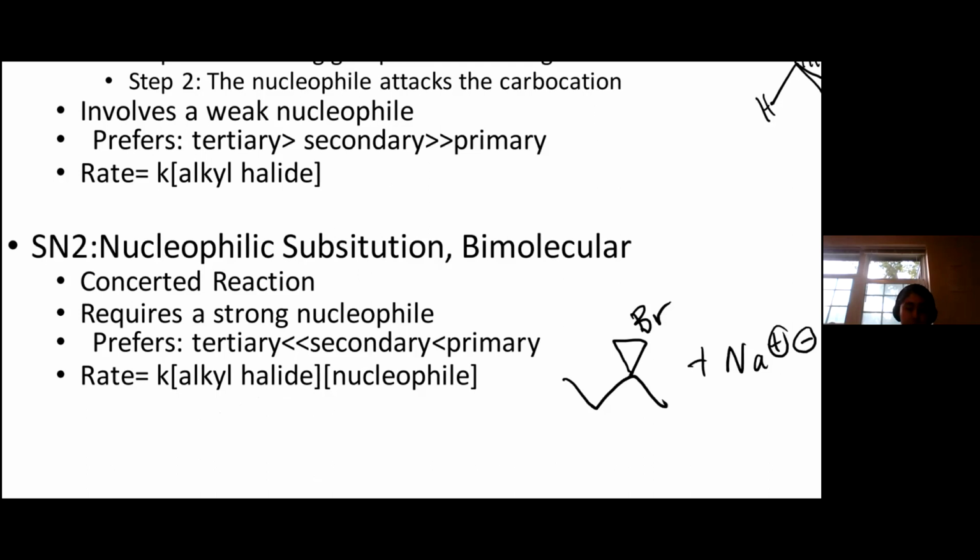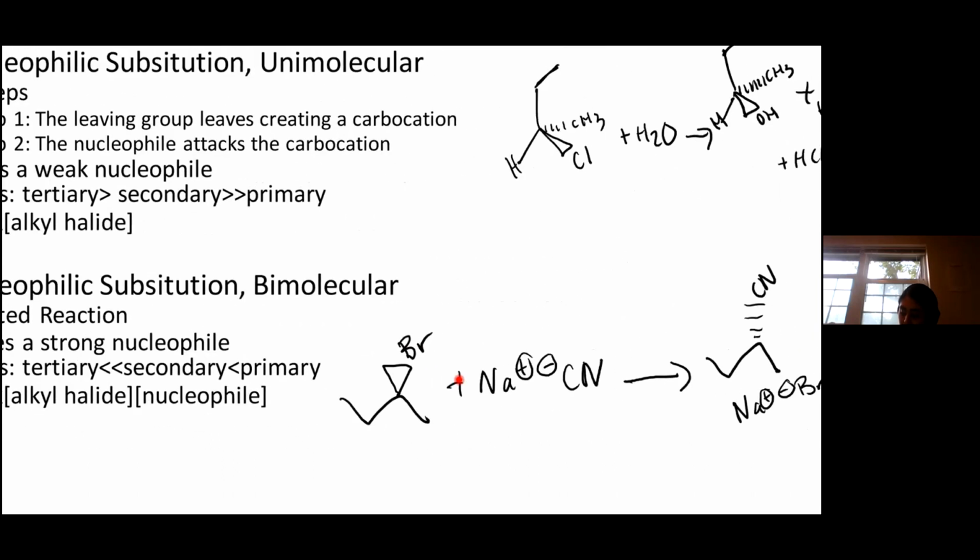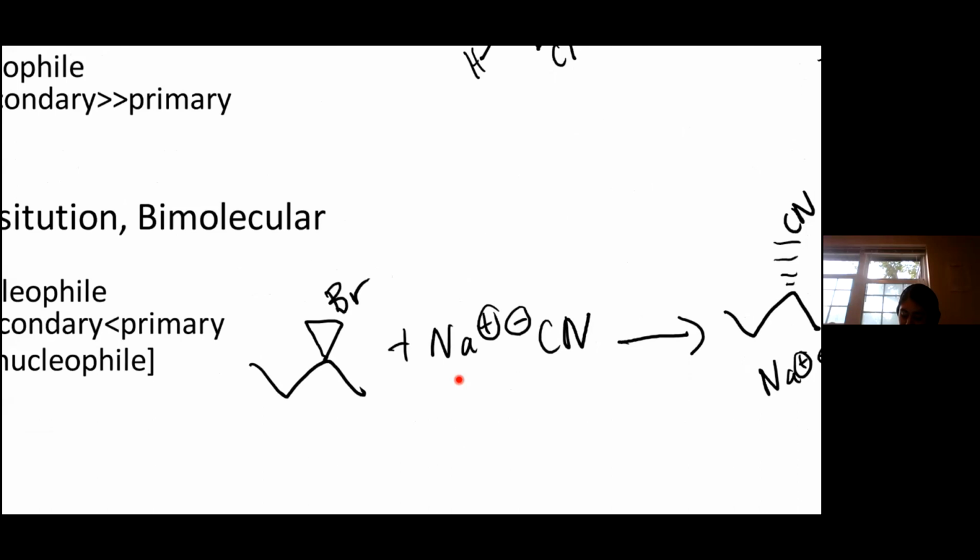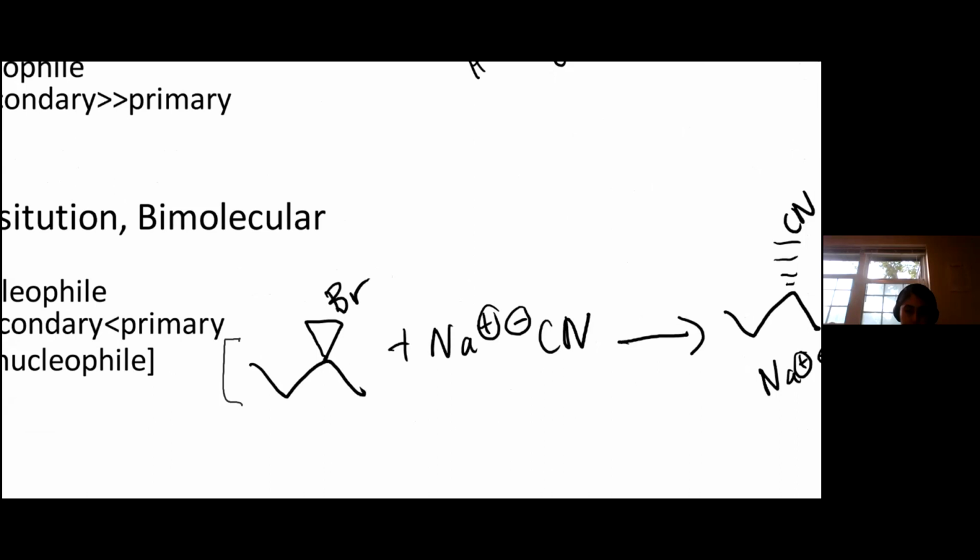And again, SN2 is bimolecular, meaning 2 molecules are involved in the rate, one being the alkyl halide and the other one being the nucleophile. And let's do a quick example here. Let me zoom in over here. So we have our alkyl halide right here, and a nucleophile right here, which is the CN minus. This is a concerted reaction, so really what's going to happen is that the nucleophile is going to do a backside attack.